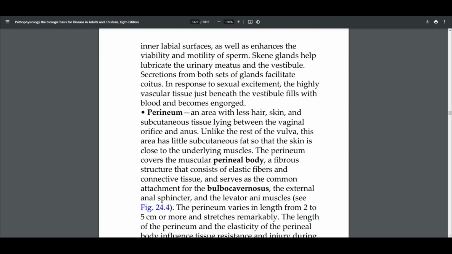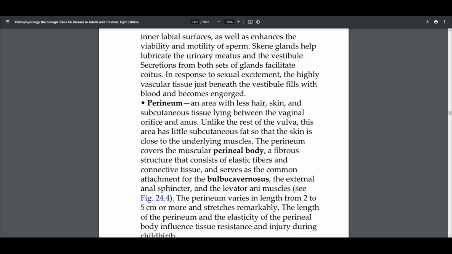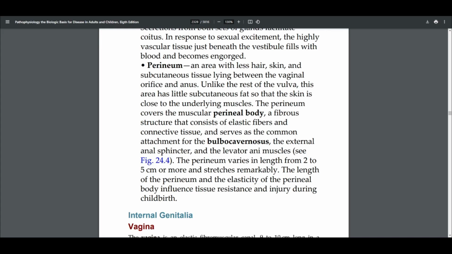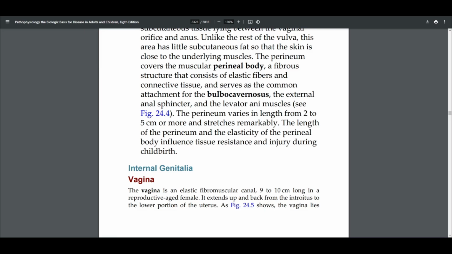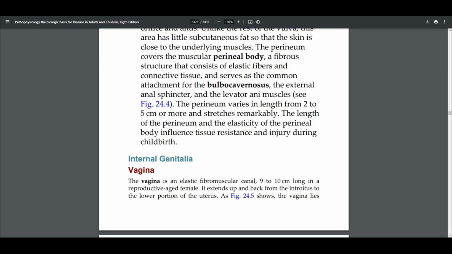The perineum varies in length from 2 to 5 centimeters or more and stretches remarkably. The length of the perineum and the elasticity of the perineal body influence tissue resistance and injury during childbirth. The internal genitalia, the vagina. The vagina is an elastic fibromuscular canal 9 to 10 centimeters long in a reproductive-aged female. It extends up and back from the introitus to the lower portion of the uterus.